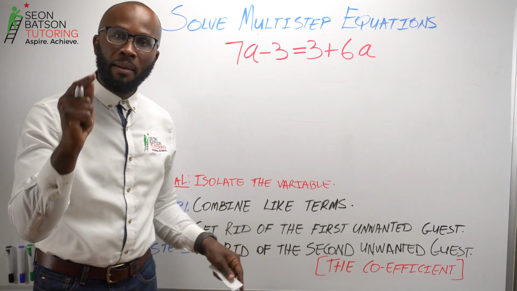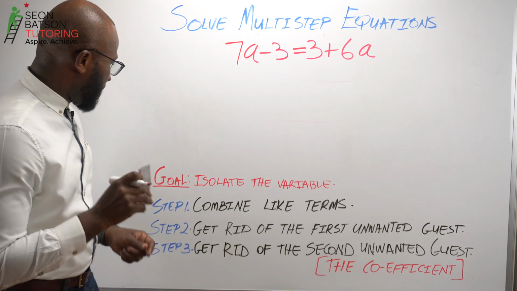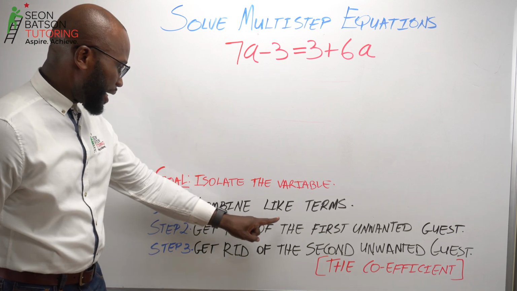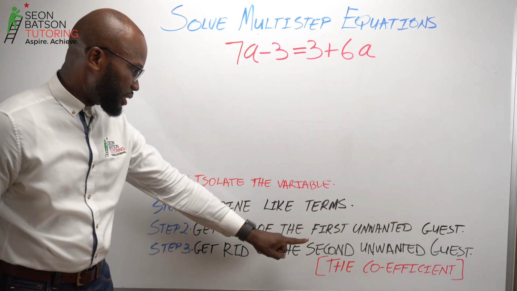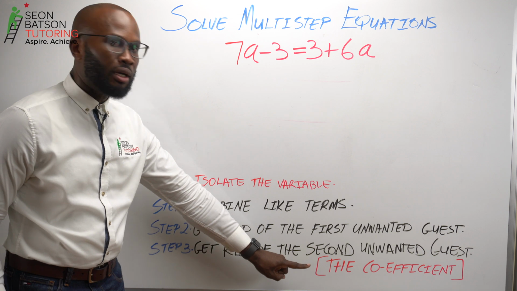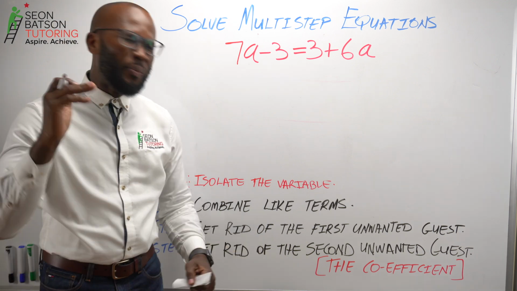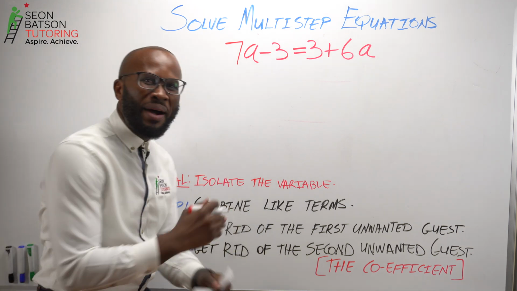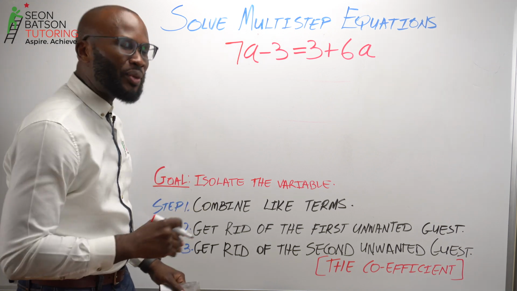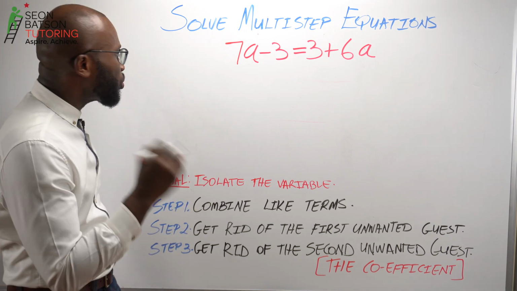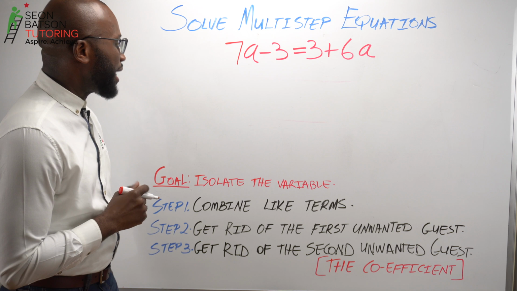Remember the plan. Remember the steps. Combine like terms. Get rid of the first unwanted guest, then get rid of the second unwanted guest. Yes? Perfect. All right. Now, welcome back. I know that you guys have gotten the correct answer, but let's just work it out and see if we get a correct answer. Yes?